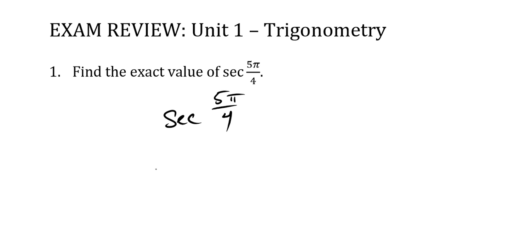So we can start with this. Secant of 5 pi over 4. Some people would do this: equals cos of 4 over 5 pi. Some people would do that. Whoops, it's going to disappear on me. But no, that's not what a reciprocal means. You never take the reciprocal of the angle. Okay? What it means is it's 1 over cos of 5 pi by 4.